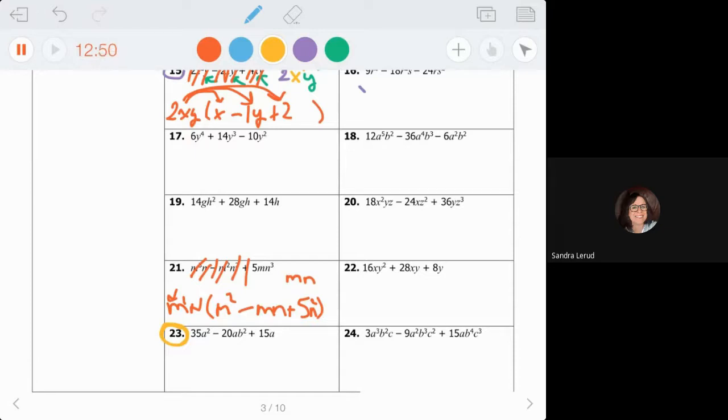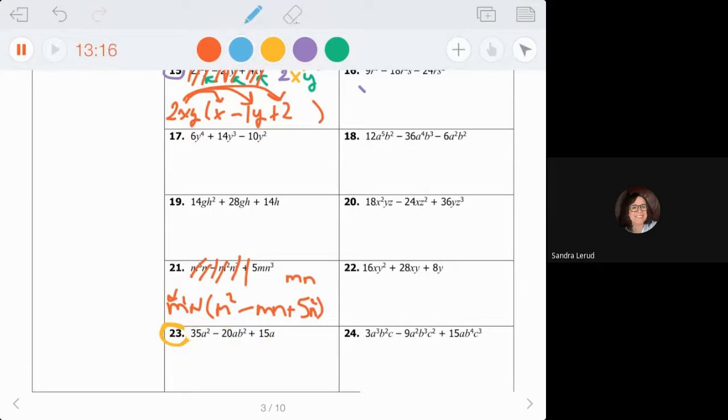Now that you're back, let's see how you did. What number goes into all of these? And first I'm going to grab that smallest one, the 15, and I'm going to ask myself, does it go in evenly to both of the other two? And the answer is no. Then I think of, well, 15 ends in a 5. 5 goes in it. Does 5 go into 20? Yes. Does 5 go into 35? Yes. So I will be pulling out a 5.